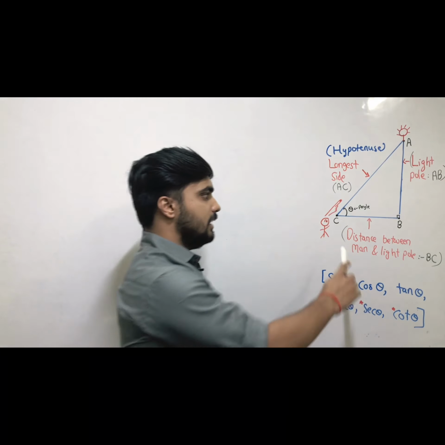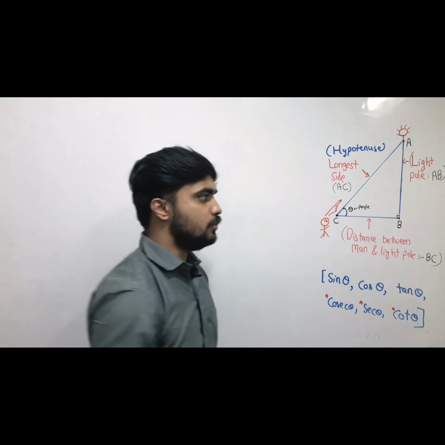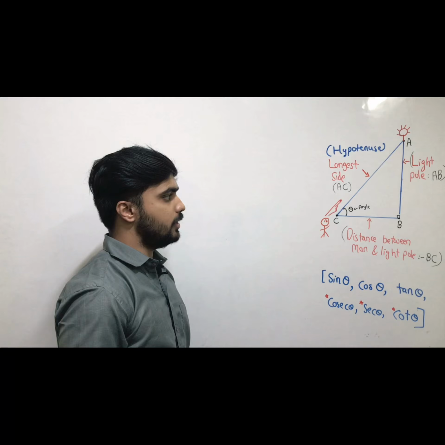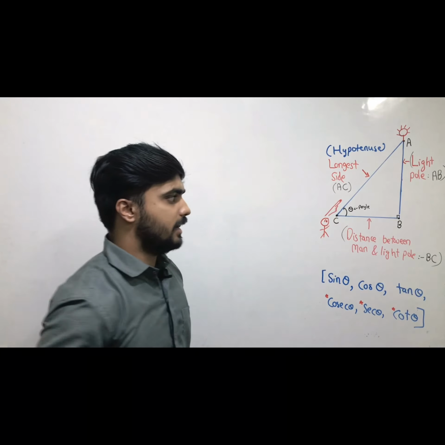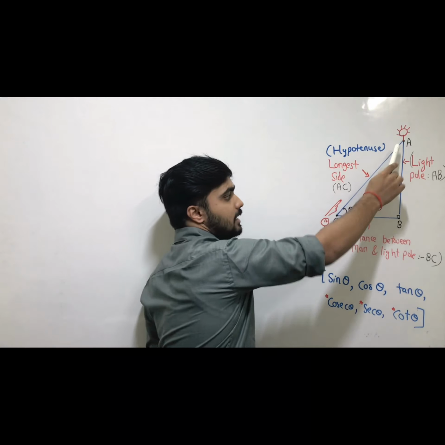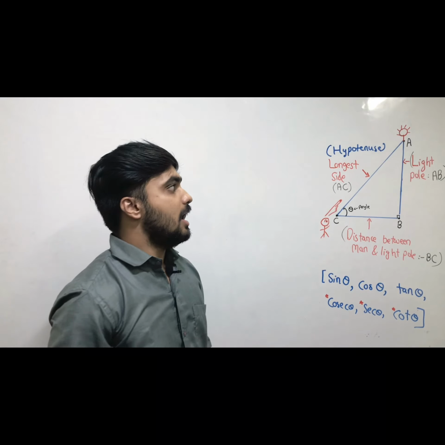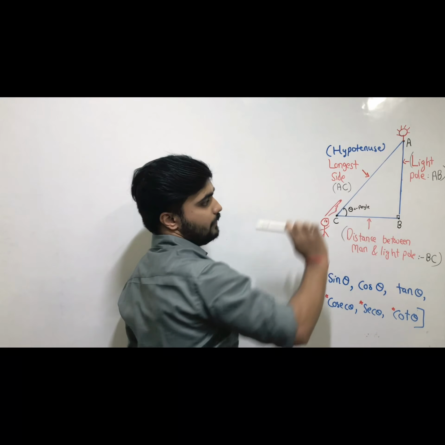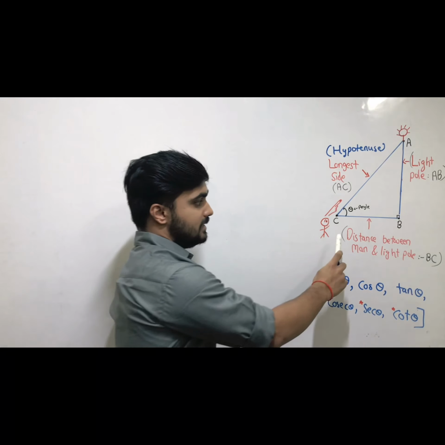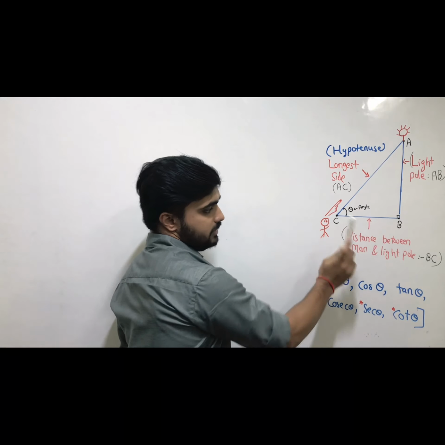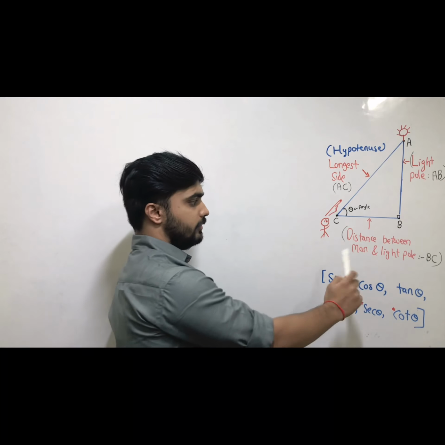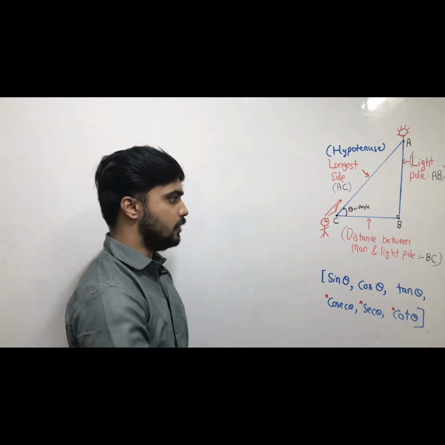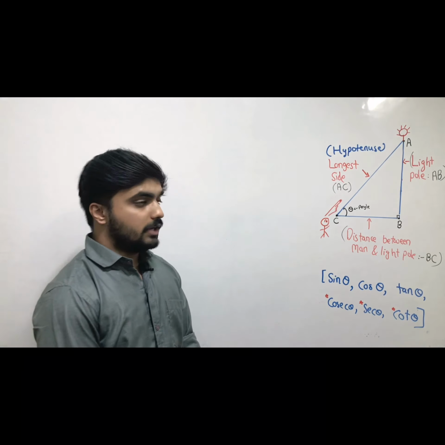Now we can see one thing, that CB is exactly perpendicular to AB. So one right angle triangle ABC is formed. Okay, so ABC is right angle triangle. Now we know that AC is the longest side of right angle triangle and we call longest side as hypotenuse. Perfect. So AC is our hypotenuse. Now we can see that distance between man and light pole is CB or BC. So we have written that. So distance between man and light pole is B and C. Okay. So let's begin with our trigonometric function.